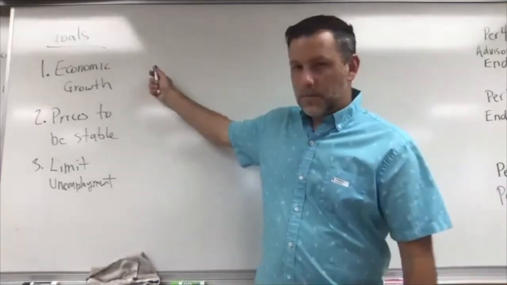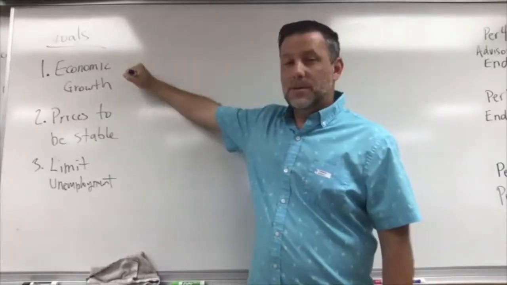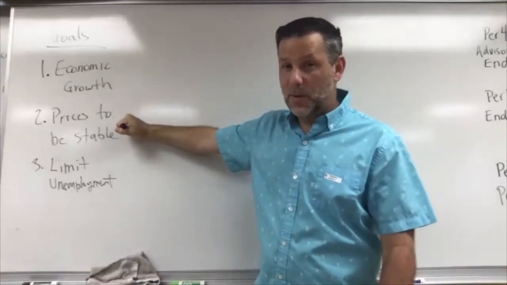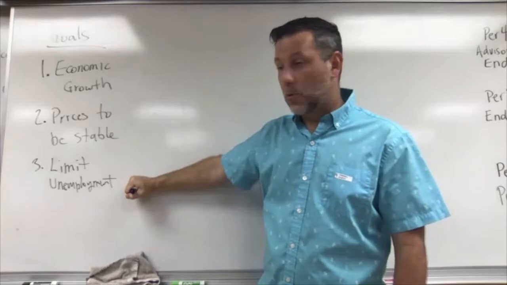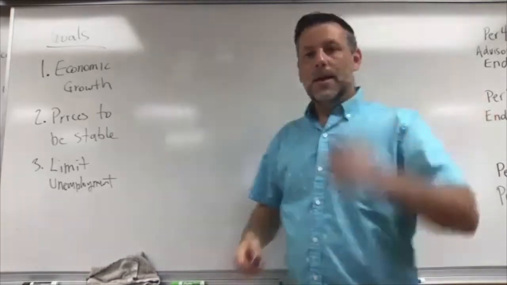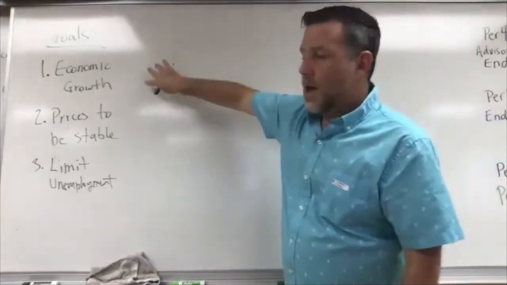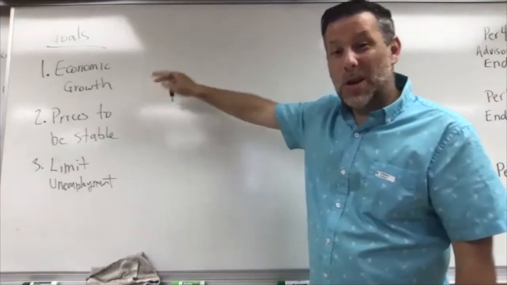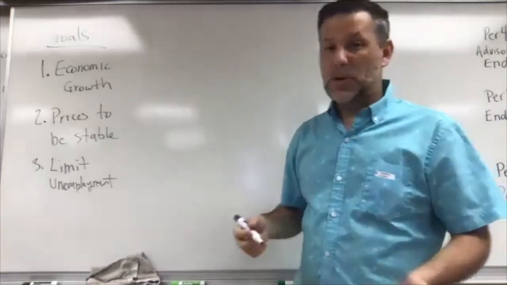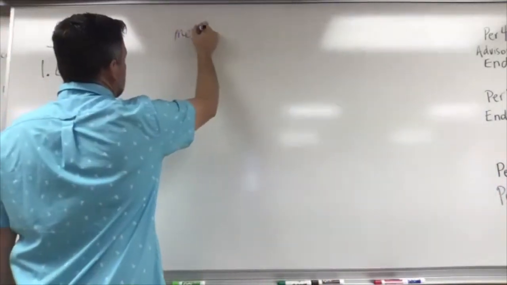So these are our three goals. We want the economy to grow, we want prices to remain stable, and we want people to be able to work if they want to work. Now, in order to know how we're doing on these things, we have to have a way to measure them. So in Unit 4, we went over the ways that we measure these things.